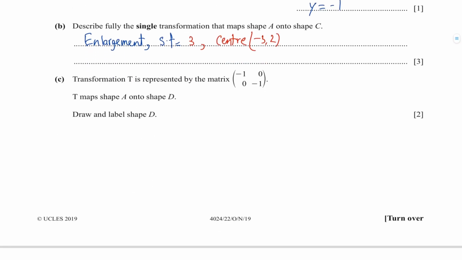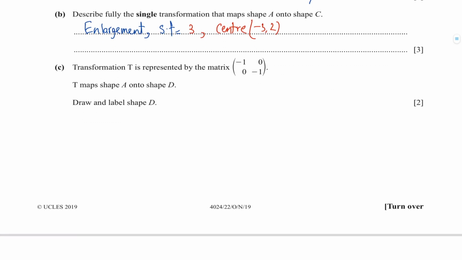Then it says transformation T is represented by this matrix. T maps shape A onto shape D. Draw and label shape D. Okay. So the first thing we should do is figure out what this matrix is representing. That's the most important thing to do. And I have a complete video on transformation matrices, which I would strongly suggest that you check out in case you want to figure out how it is determined what matrix is representing what transformation.